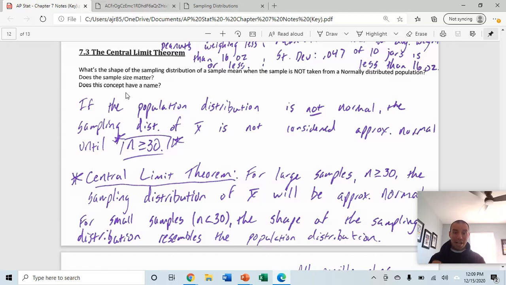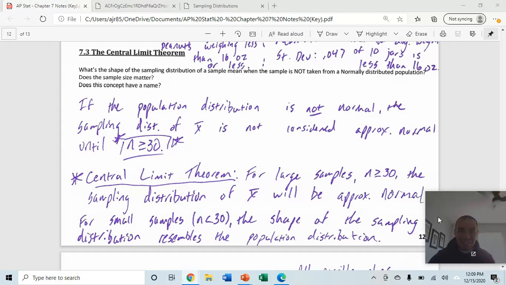once we reach a sample size of 30. Until we reach that sample size of 30, the sampling distribution is not considered approximately normal. That sample size needs to be at least 30. So the central limit theorem, formal definition: for large samples, n greater than or equal to 30, and that's your breaking point, the sampling distribution of X bar will be approximately normal. Once you reach that sample size of 30, that's your threshold. Sampling distribution approximately normal, regardless of the population shape.